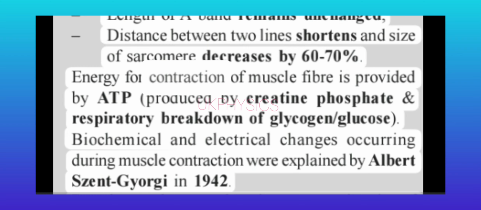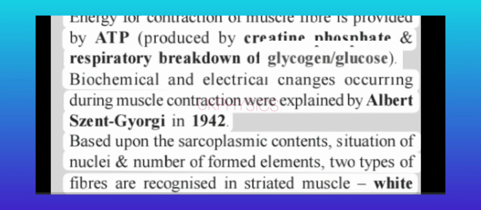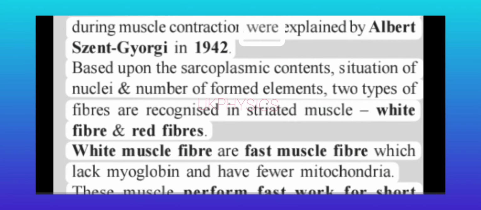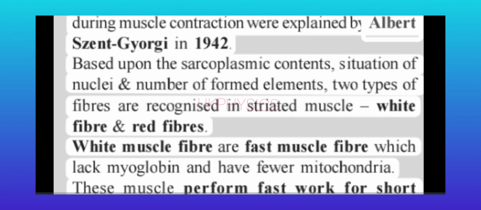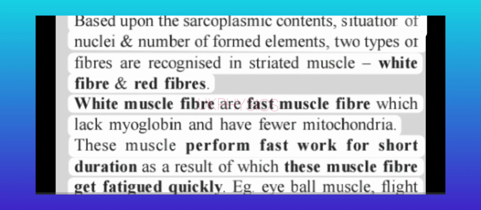Energy for contraction of muscle fiber is provided by ATP, produced by creatine phosphate and respiratory breakdown of glycogen and glucose. Biochemical and electrical changes occurring during muscle contraction were explained by Albert Szent-Györgyi in 1942. Based upon the sarcoplasmic contents, situation of nuclei and number of formed elements, two types of fibers are recognized in striated muscle, white fibers and red fibers.